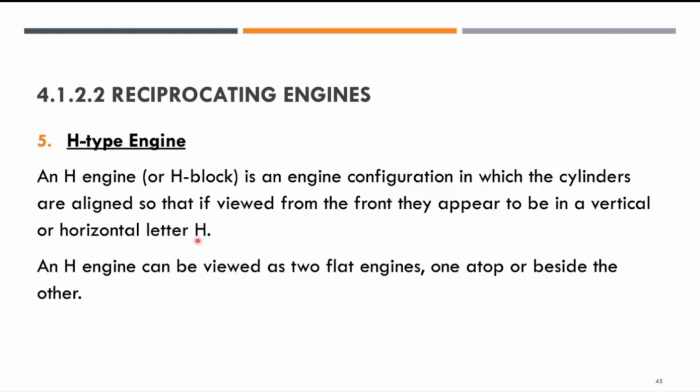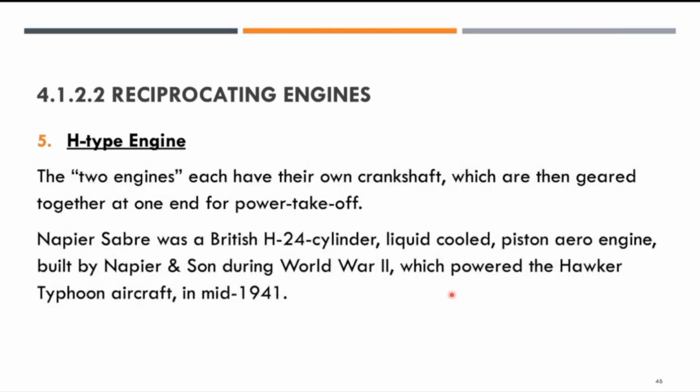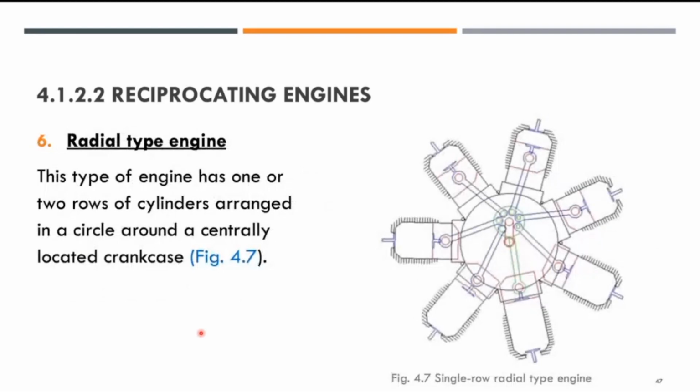being arranged as such. The H engine can be viewed as two flat engines, one atop or beside the other. The two engines each have their own crankshaft, which are then geared together at one end for power takeoff. For example, the Napier Sabre was a British H24 cylinder liquid-cooled piston aero engine built by Napier and Son during World War II, which powered the Hawker Typhoon aircraft in mid-1941.